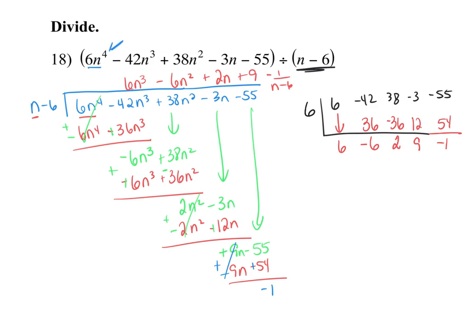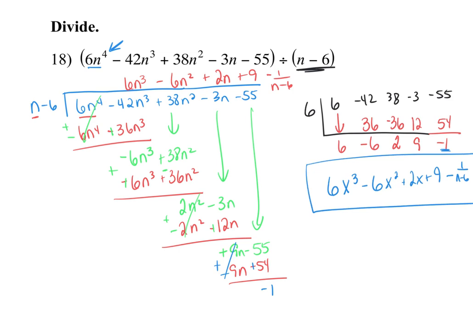To finish out synthetic, I have to put my x's back in. I started with x to the fourth, so I'm going to put in 1 lower than that. So it's going to be 6x cubed minus 6x squared plus 2x plus 9 minus, this is my remainder, 1 over my original, what I was dividing by, n minus 6. Same answers, 2 different methods. You can use either one.